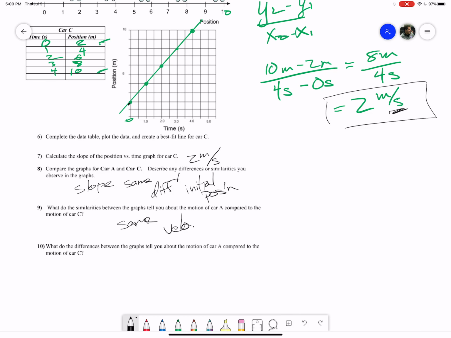Down below, again, we already kind of said this, but what are the differences? And the differences in the graph show us that they have different initial positions. So different initial positions is what we can pull from that graph.